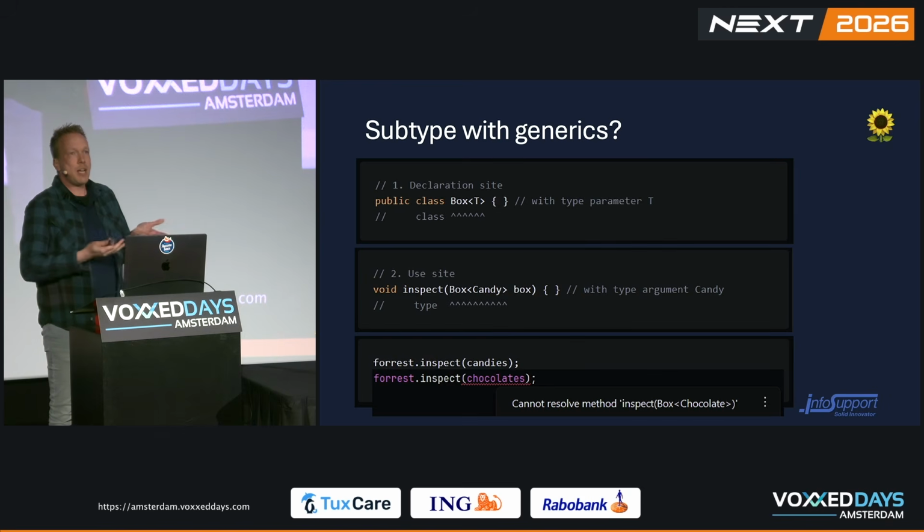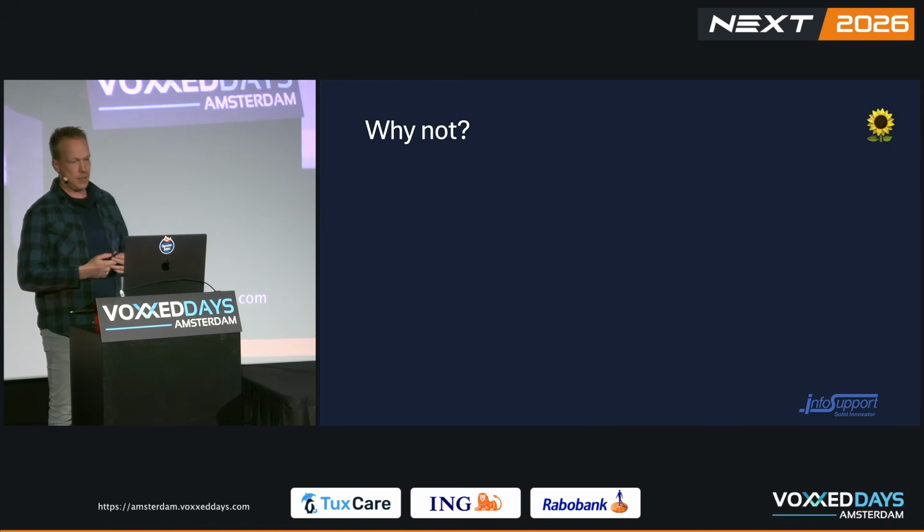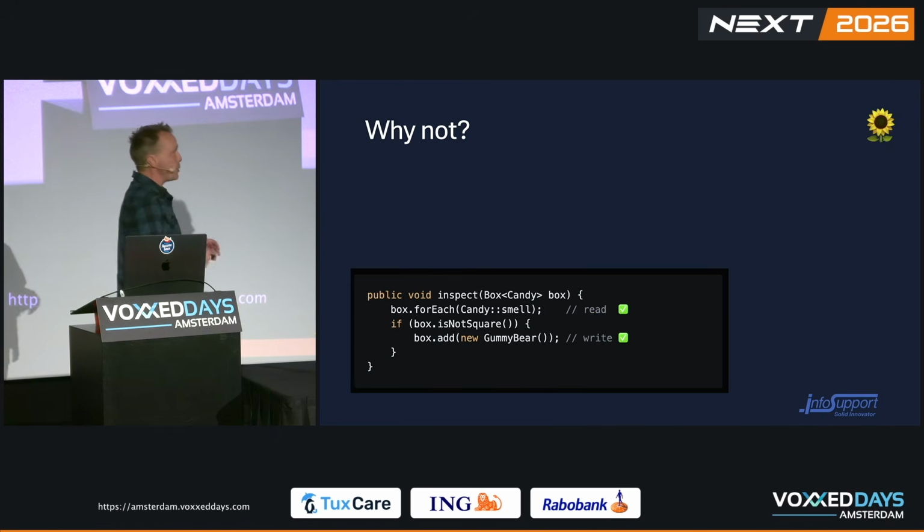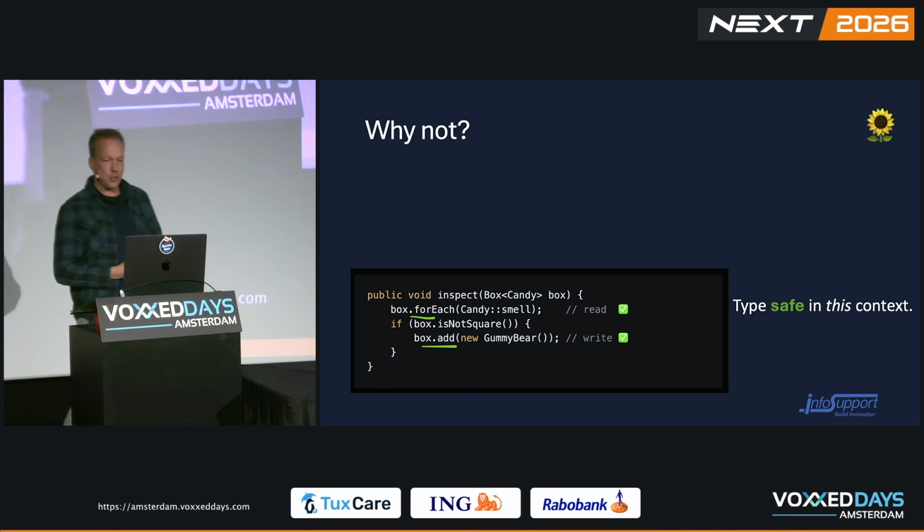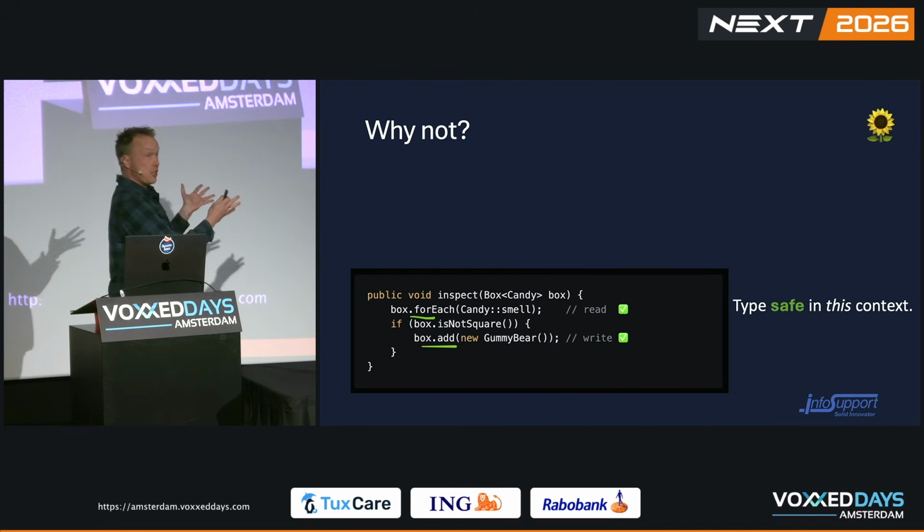But why not? Why isn't this allowed? Well, the answer is because we can do something in the body of this method with the Box. So we can do something with the contents of the Box. We can read from it and we can write to it. So this is perfectly type safe. In this context, this is code that just compiles.